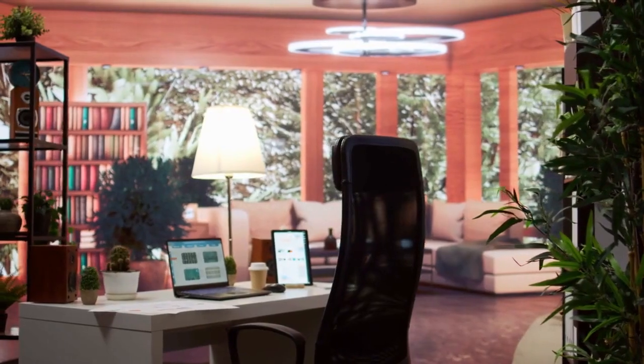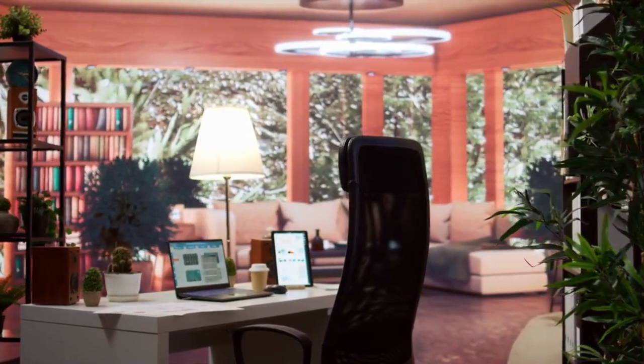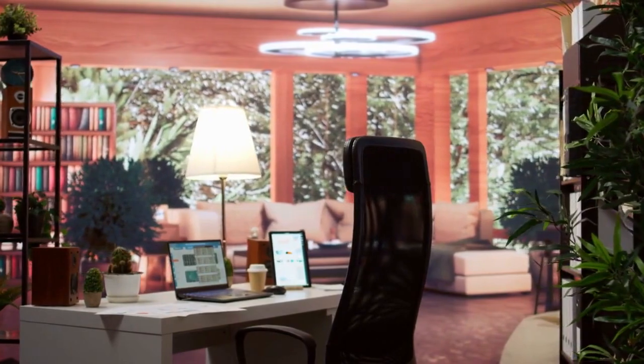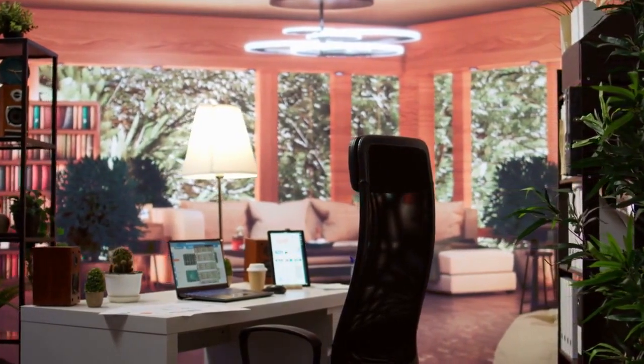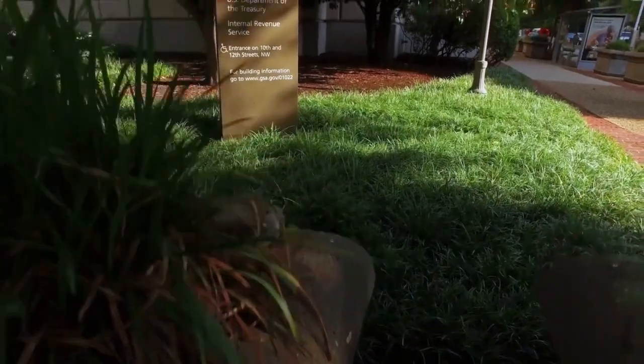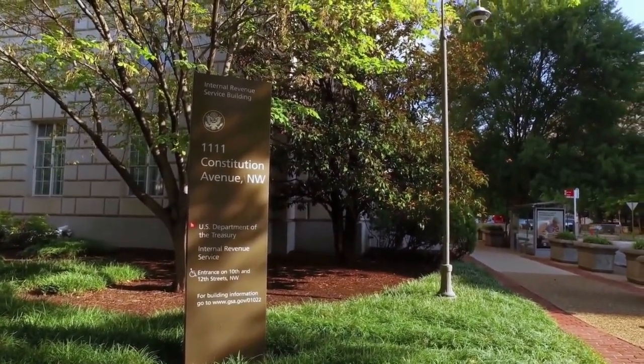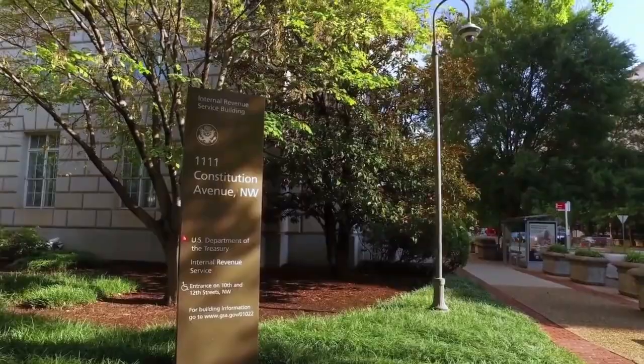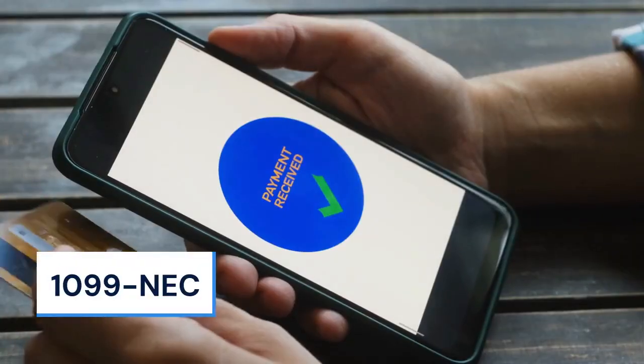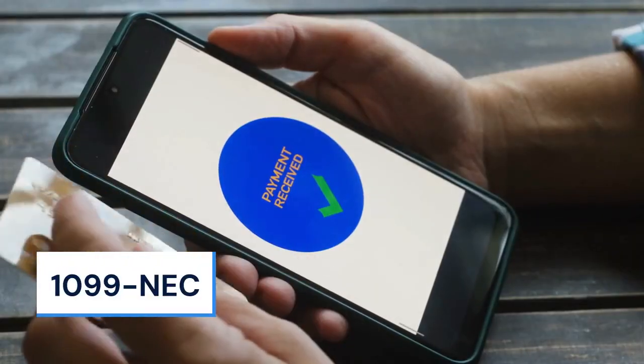Next, let's consider the situation where you, as a self-employed person, might need to issue a 1099 form to someone else. This happens if you hire independent contractors or freelancers for your business and pay them $600 or more for their services during the calendar year. In this case, you would typically issue a 1099 NEC to them.